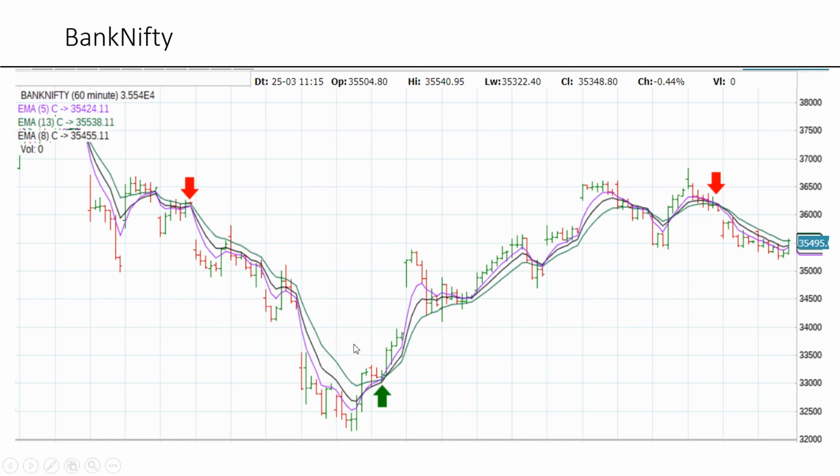And if you have to exit on a buy signal, the buy signal formation happens here at 33,500. So somewhere around 36,500 to 33,500, a 3,000 point gain on Bank Nifty, and I think this time frame will not be less than 2 weeks on an hourly chart.